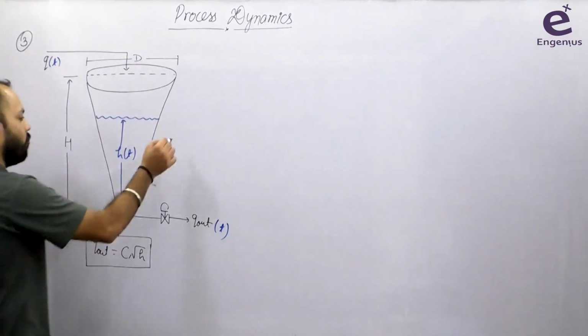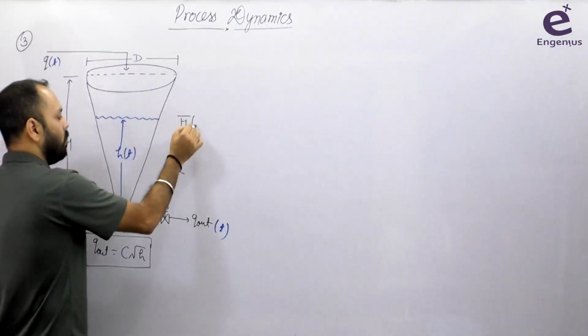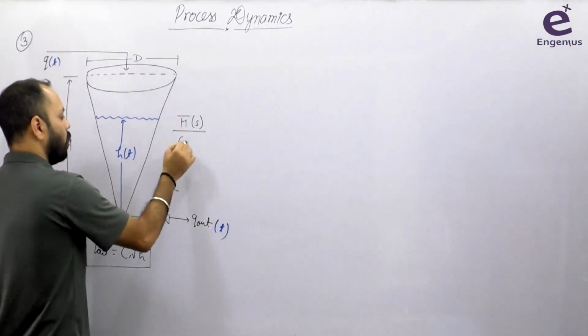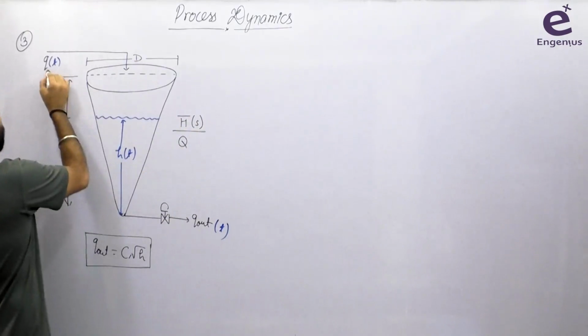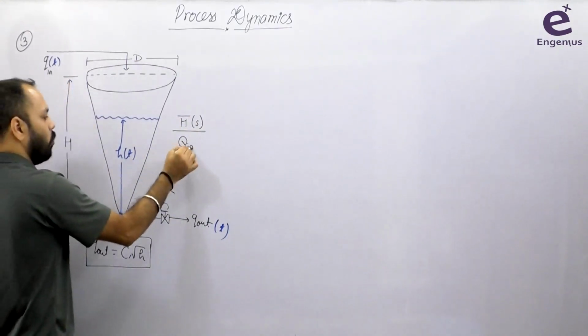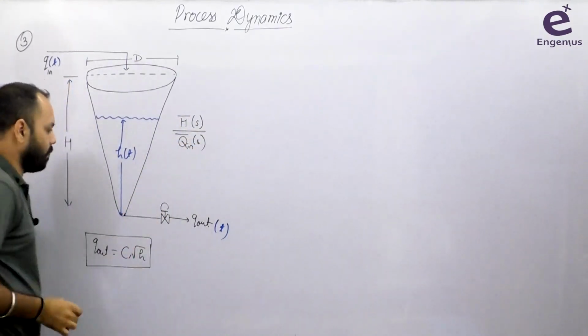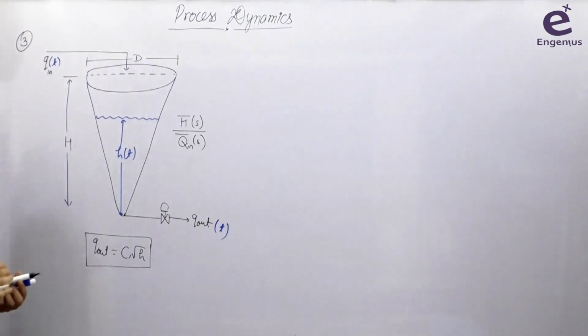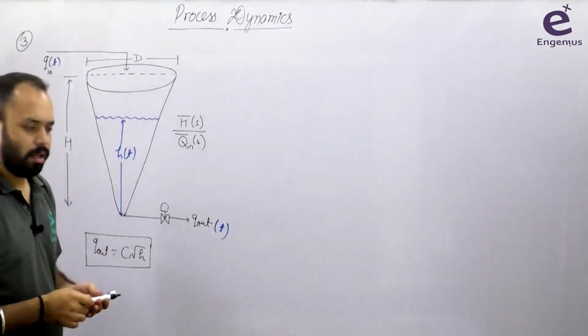You have to find the transfer function h bar s divided by, you can call it Q in, then you have to find Q in bar S. Will you be able to do it? Difficult, not too difficult, a little tricky.